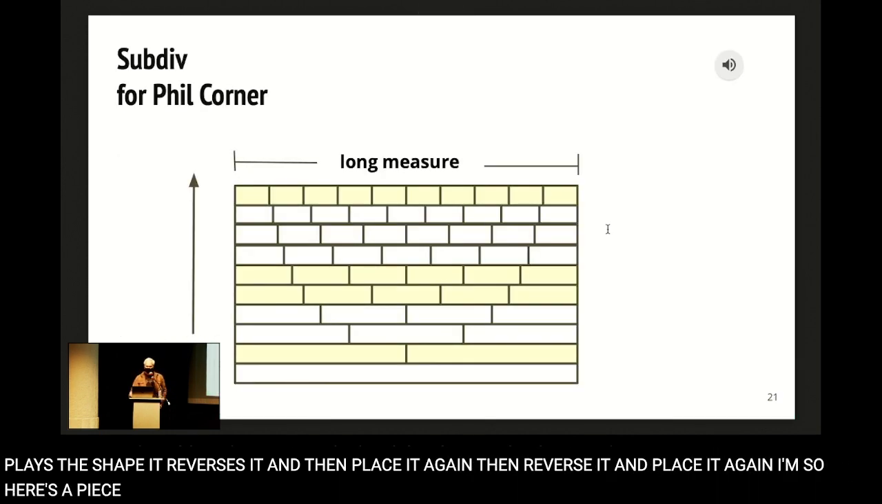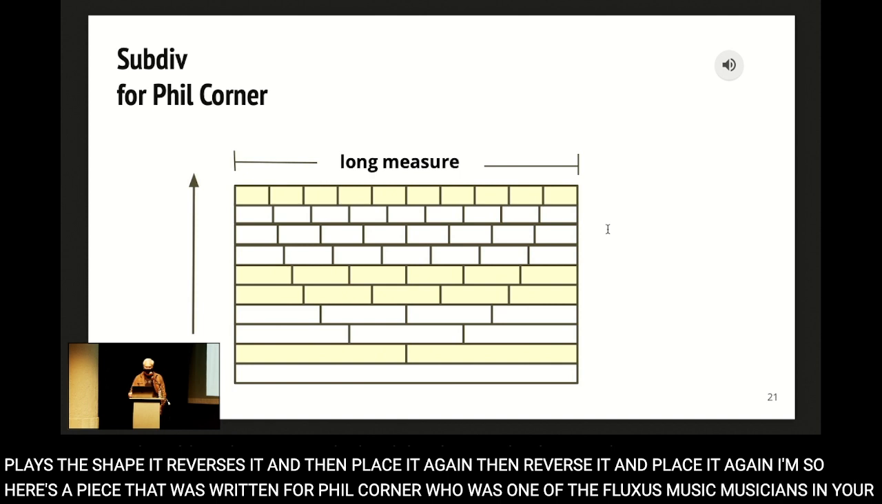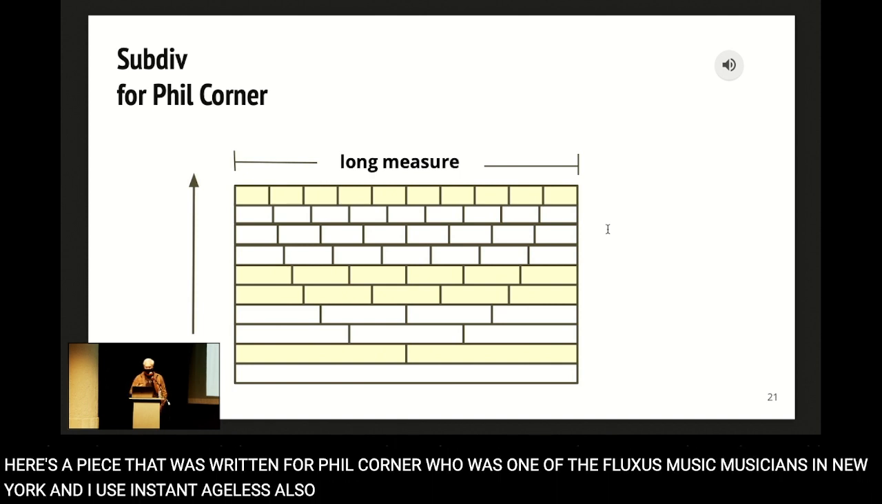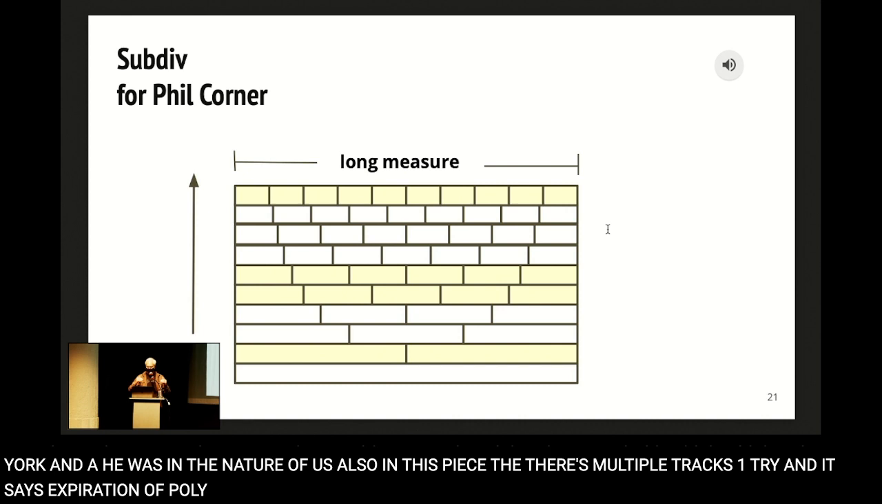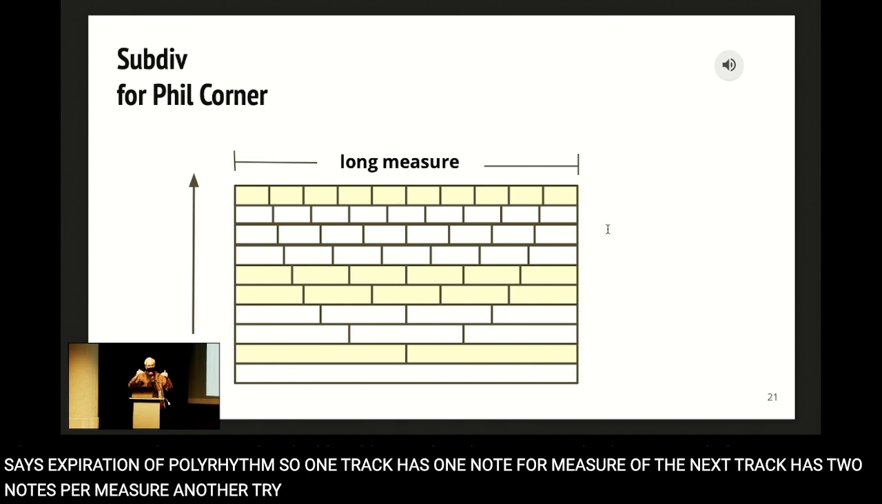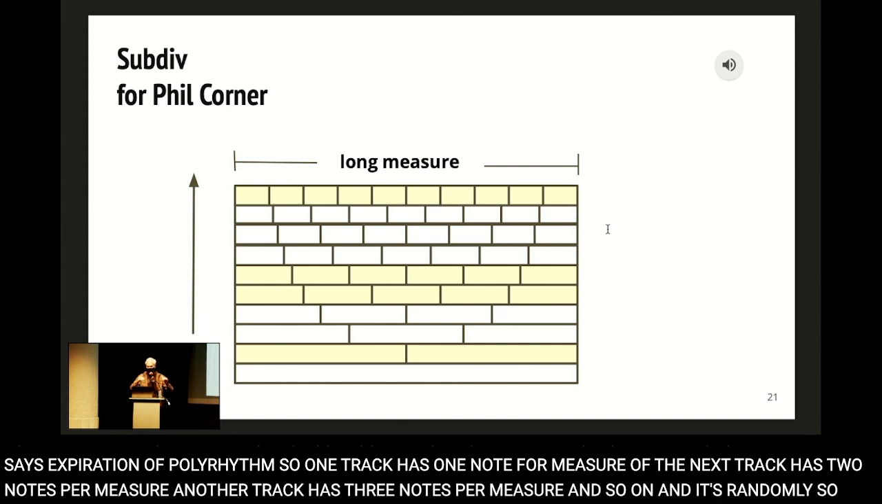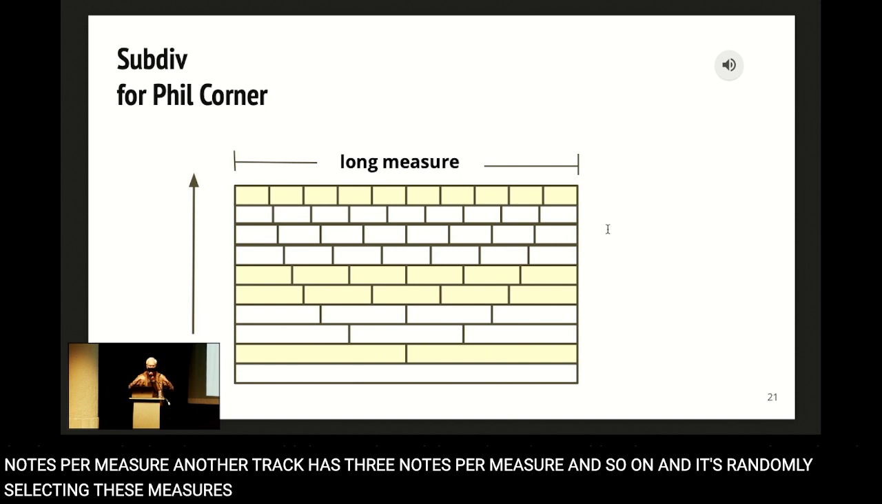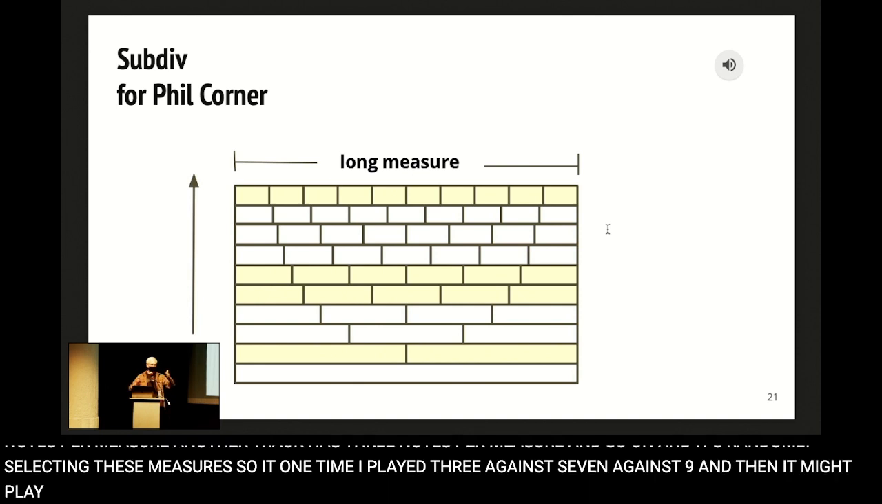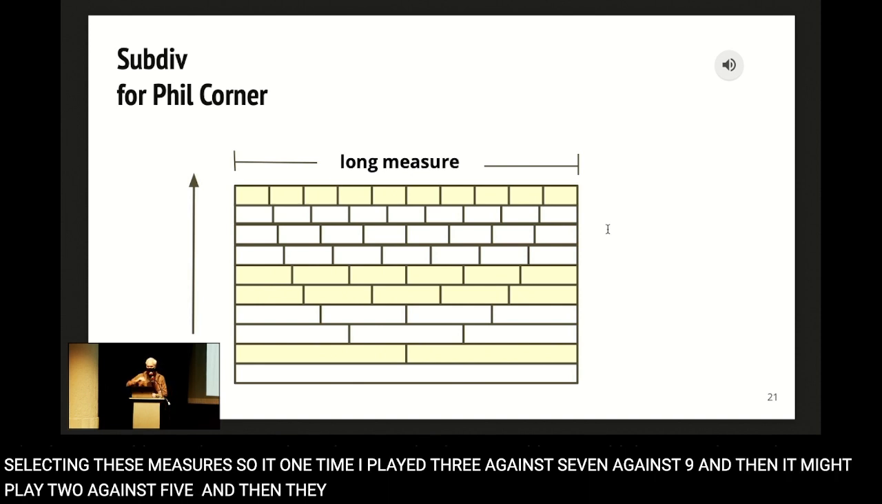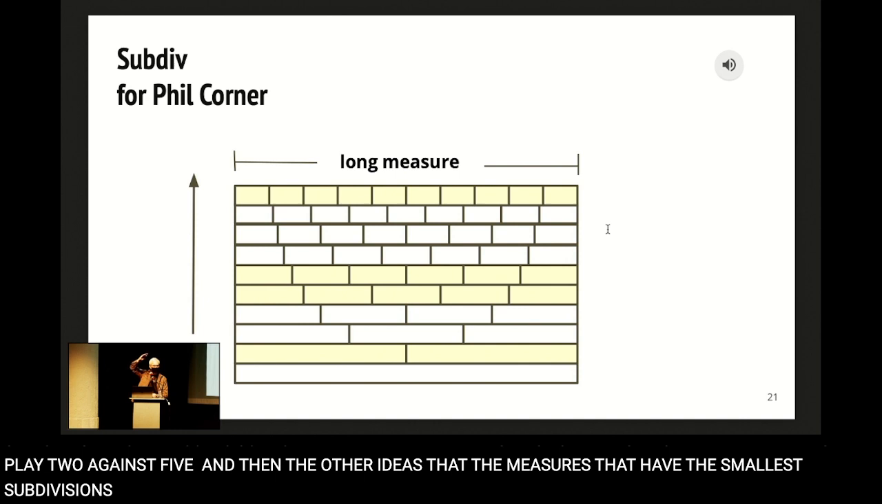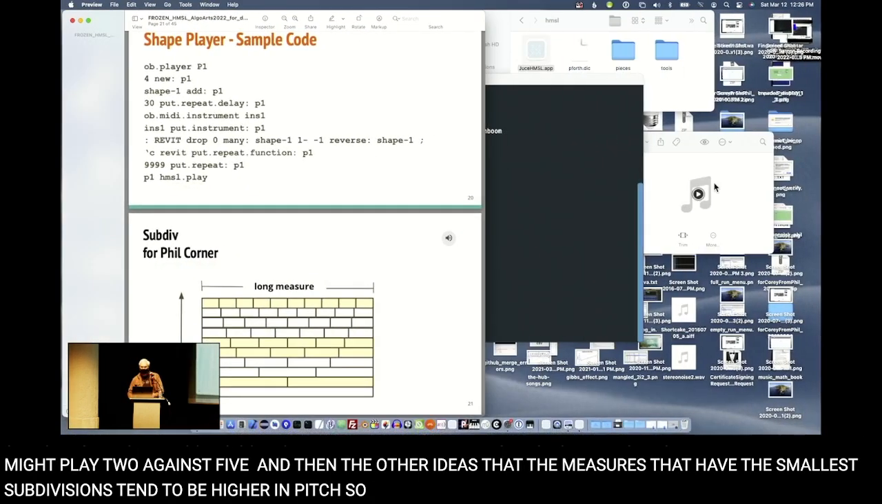So here's a piece that was written for Phil Corner, who was one of the Fluxus musicians in New York, and he was interested in HMSL. In this piece, there are multiple tracks. It's an exploration of polyrhythm. One track has one note per measure. The next track has 2 notes per measure. Another track has 3 notes per measure, and so on. And it's randomly selecting these measures. So one time it might play 3 against 7 against 9, and then it might play 2 against 5 against 6. And another idea is that the measures that have the smallest subdivisions tend to be higher in pitch. So I just want to play this.